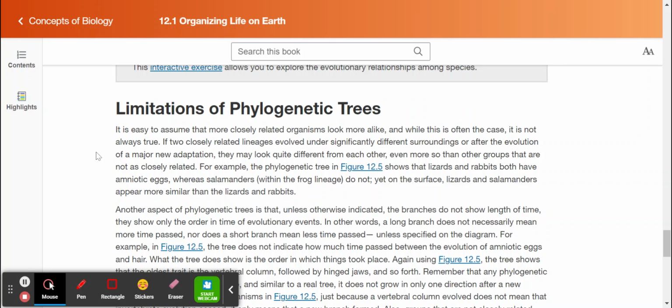Limitations of phylogenetic trees. It is easy to assume that more closely related organisms look more alike, and while this is often the case, it is not always true. If two closely related lineages evolved under significantly different surroundings or after the evolution of a major new adaptation, they may look quite different from each other, even more so than other groups that are not as closely related. For example, the phylogenetic tree in Figure 12.5 shows that lizards and rabbits both have amniotic eggs, whereas salamanders, within the frog lineage, do not. Yet on the surface, lizards and salamanders appear more similar than the lizards and rabbits.